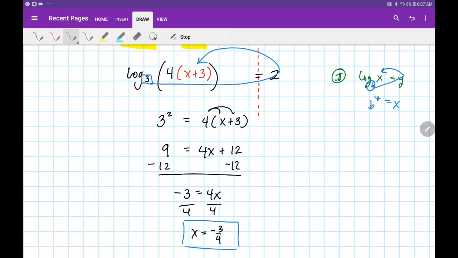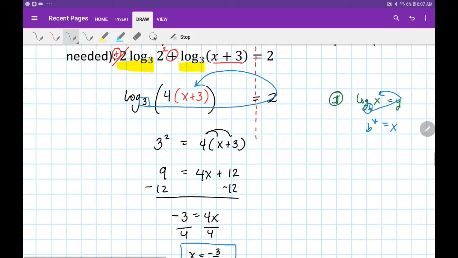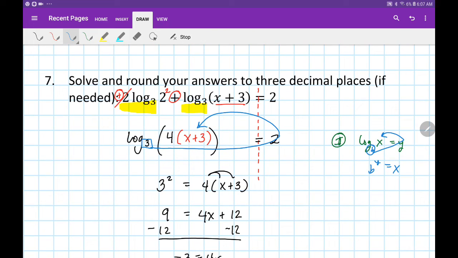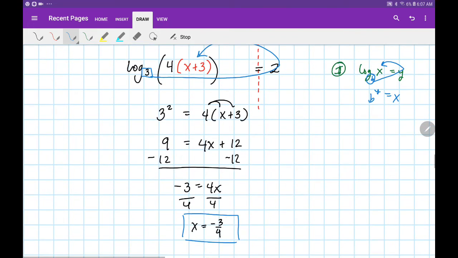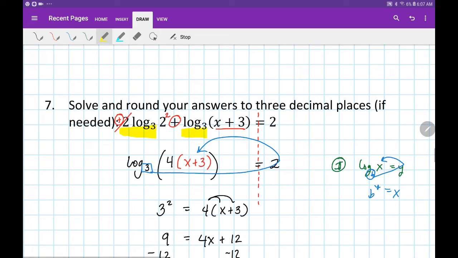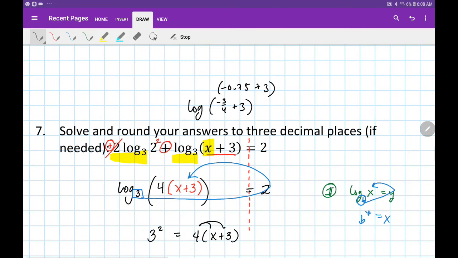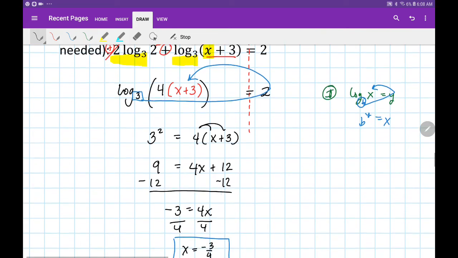That's my final answer. But first, as before, we'll just plug it in and check. So when I plug in negative 3 over 4, right here, I'll end up with log of negative 3 over 4 plus 3. Well, negative 3 over 4 is something like negative 0.75 plus 3. I know that's going to end up giving me a positive answer, so I'm good. We've checked out.